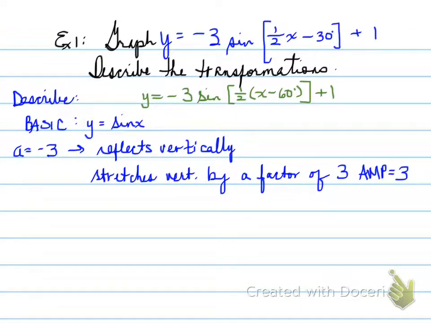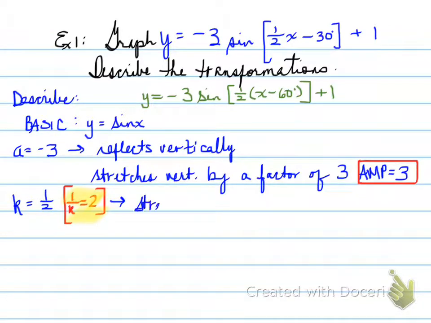The last part for a, you have to write here, is the amplitude. The amplitude is equal to 3. The k value is equal to 1/2. We don't want 1/2, we want the 1 over k value. So flip the 1/2 and it becomes 2. So 1 over k is equal to 2. How does that affect our function? Well, it stretches horizontally by a factor of 2.